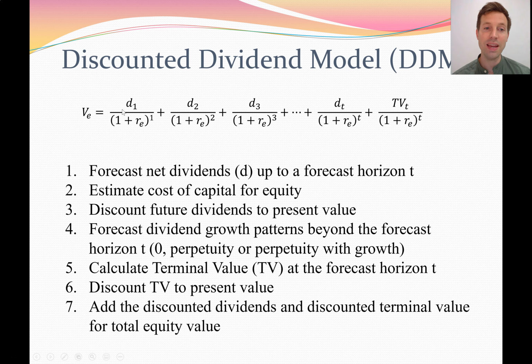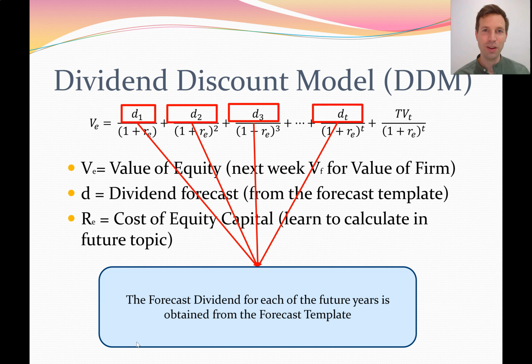And I'll add up each of these terms, the discounted dividends for every year, plus the discounted terminal value to get a total equity value. So I'm going to talk more about the terminal value now, just to explain that concept in more detail. So to recap, the dividend discount model, we've got our formula here.